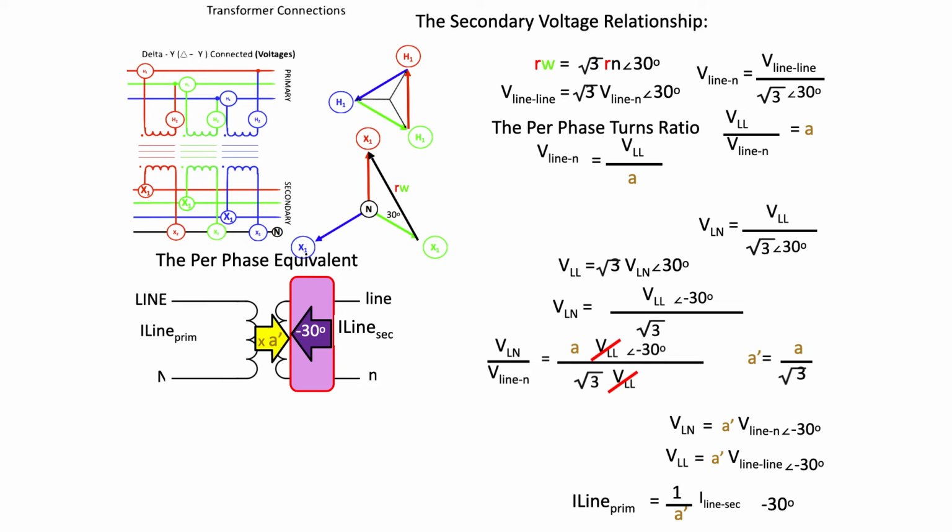So in going from the secondary side to the primary side, in other words, we have the secondary current and we want to know what the primary current is, we have to divide by the turns ratio A primed. However, the phase shift remains unchanged. It's the same as the voltage. The primary current will lag the secondary current by 30 degrees, so we have to use that operator to come up with the primary current the same way as we do with the voltage.